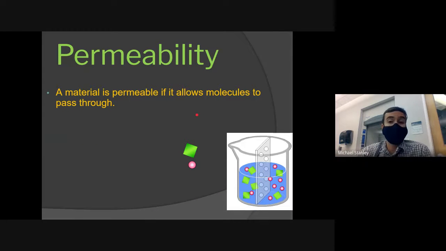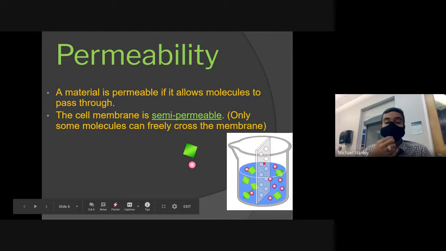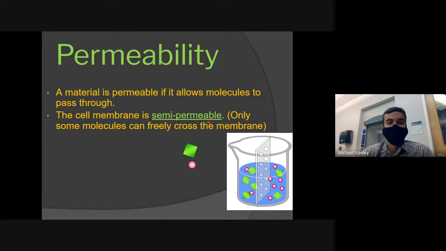One of the first big concepts that we talked about was permeability, which is how likely a type of membrane is to let certain particles across. The more permeable a membrane, the easier it is for stuff to get through. The cell membrane is only semi-permeable. Only certain things can go through the cell membrane.